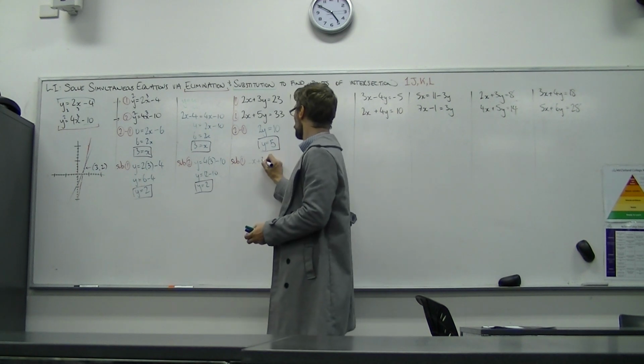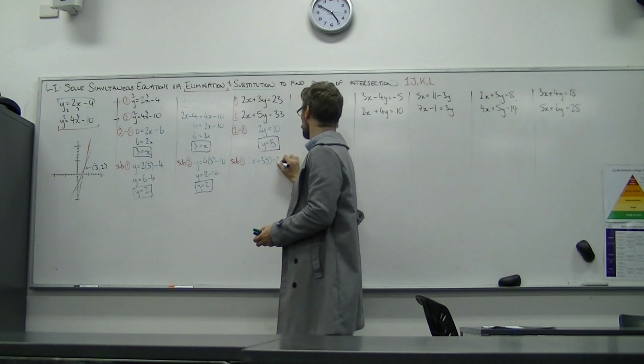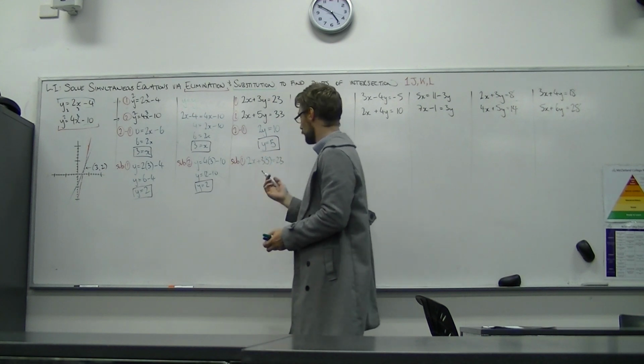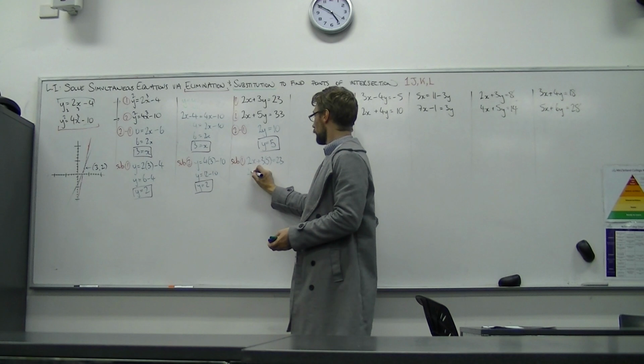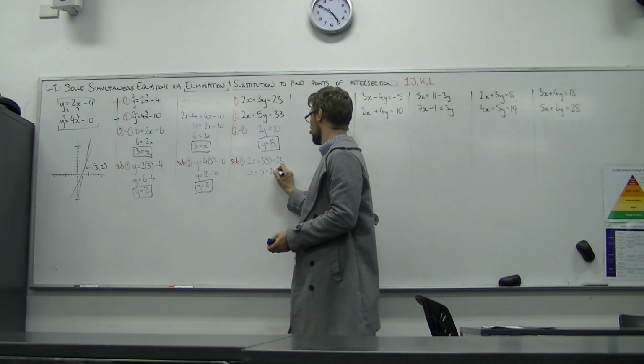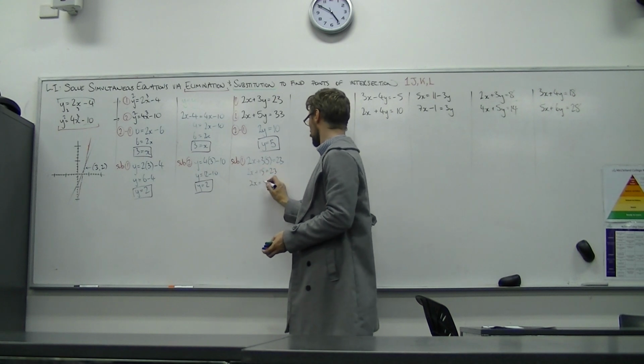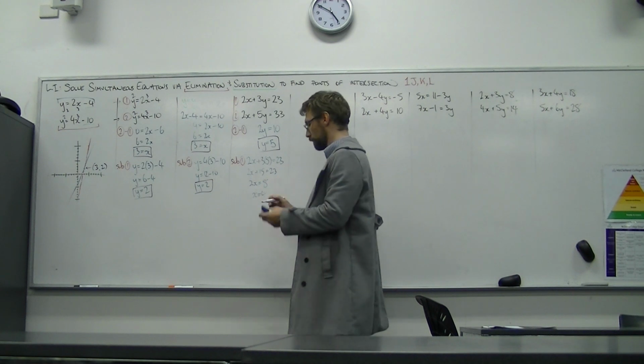2x plus 3 lots of 5 equals 23. So it's dying a little bit. Alright. So 2x plus 15 equals 23. 2x equals what? 8. x equals 4. Beautiful.